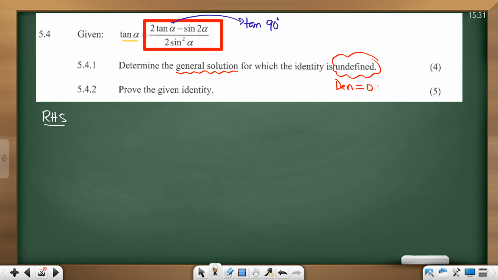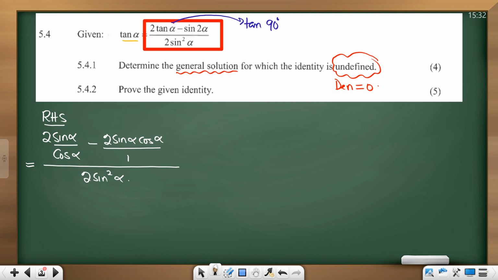I think we should do the right-hand side. Right-hand side. 2 tan, what is tan? Sine alpha over, okay, let's do it together. I know you want to write, but let's do it together. Minus 2 sine alpha cos alpha, let's make it simple for us, over 1, over 2 sine squared alpha. Let's leave it for now.